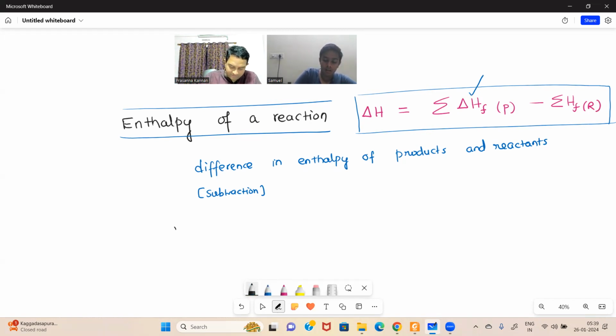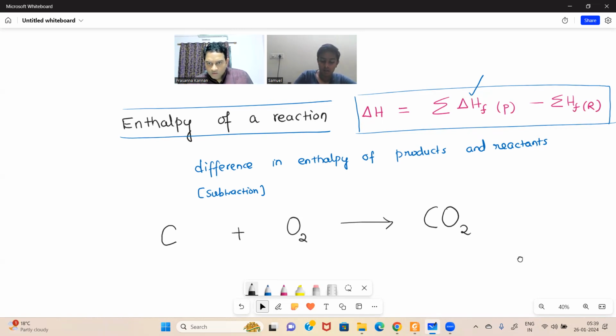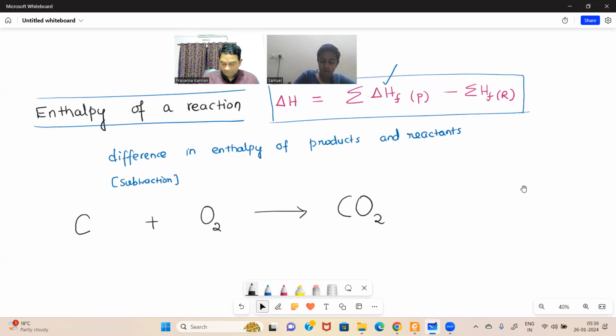For example, let us take an example here. Carbon combining with oxygen, let's say, gives carbon dioxide. All right. Now the delta H for this reaction is given by, come on, tell me. Sum of all enthalpies of formation of products minus sum of all enthalpies of formation of reactants. Exactly. So here, what is the product, Samuel? Here the product is carbon dioxide.